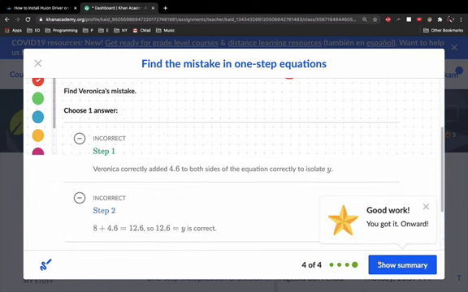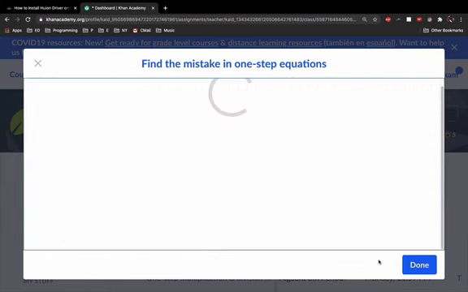Remember that your specific problems might have slightly different numbers, but the way that you do them should be the same.